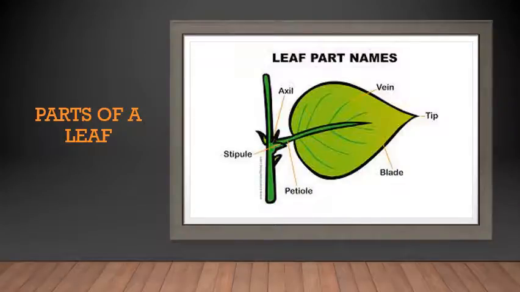Understood? Then we are going to learn what is a leaf and different parts of a leaf. Observe the leaf of some plants around you and draw them in your notebook.